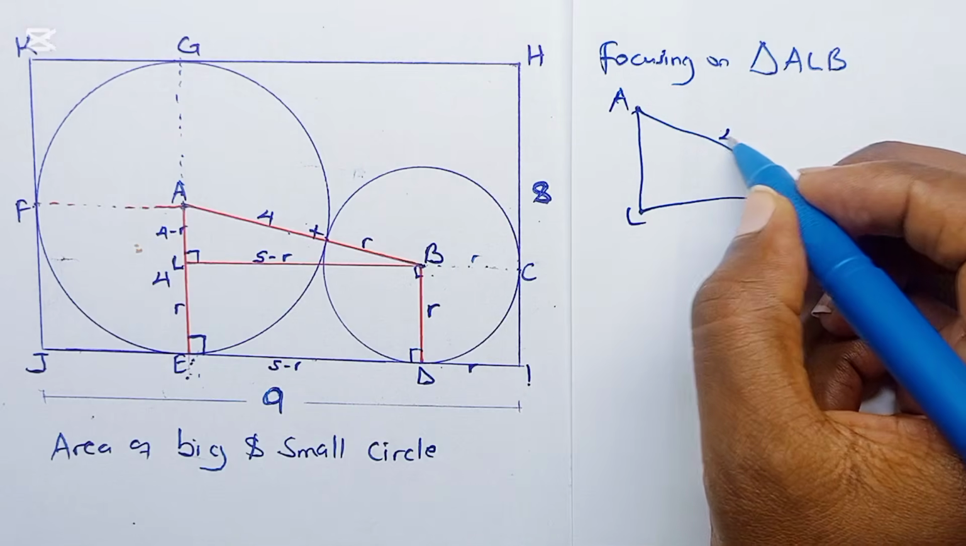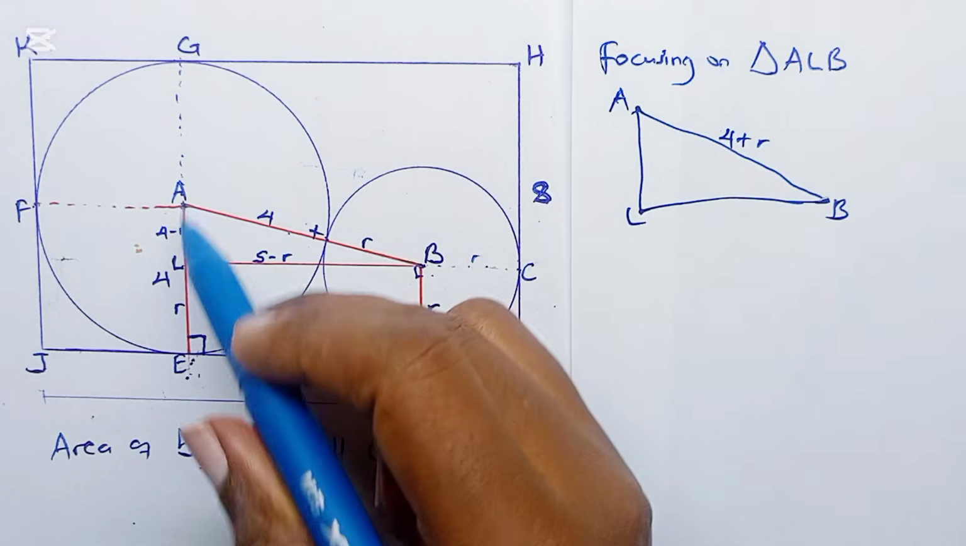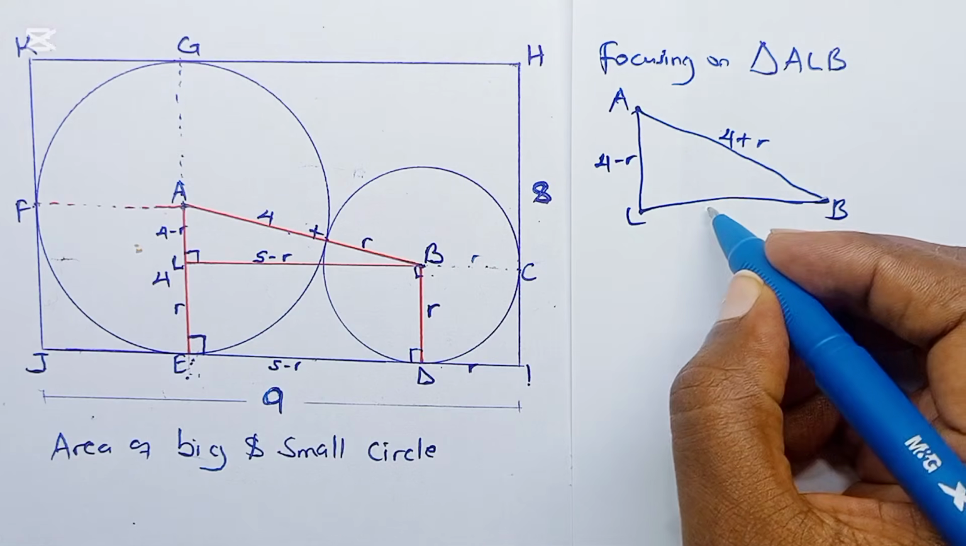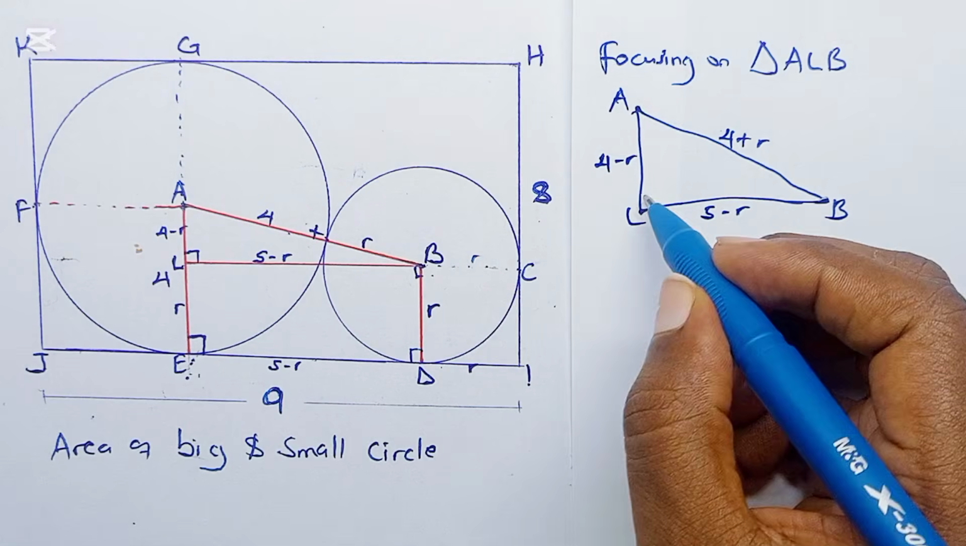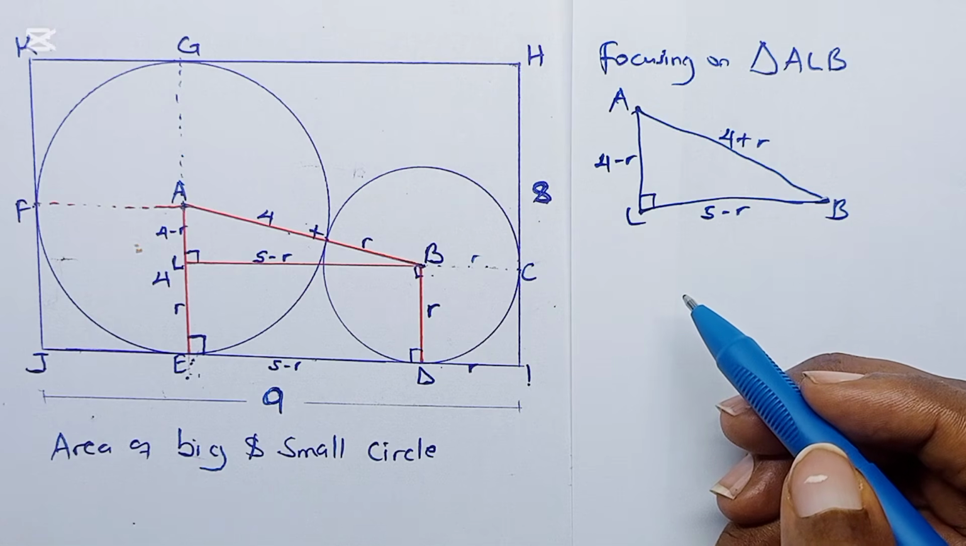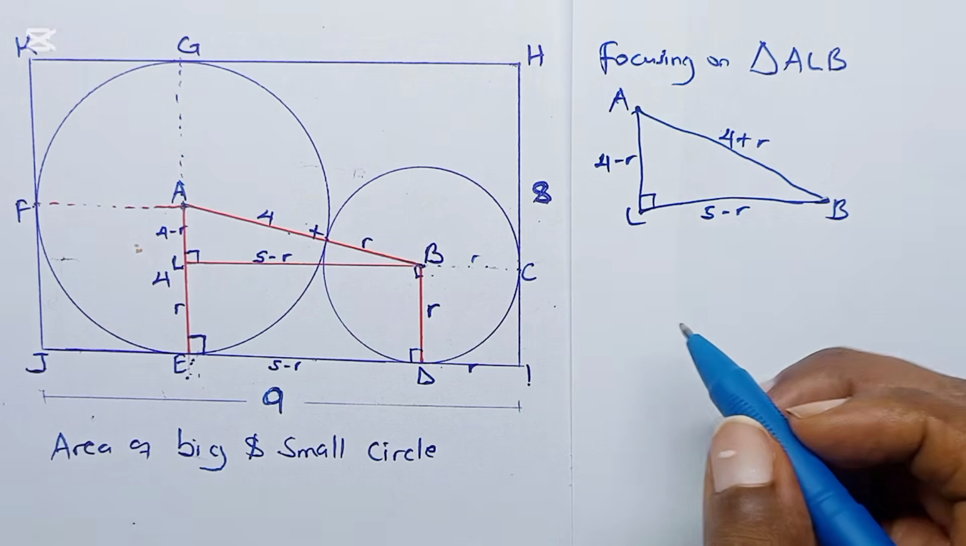This AB is 4 plus R. This AL is 4 minus R. And LB is 5 minus R. This is 90 degrees. As you can see, it's a right angled triangle. So we're going to use Pythagoras theorem to solve.